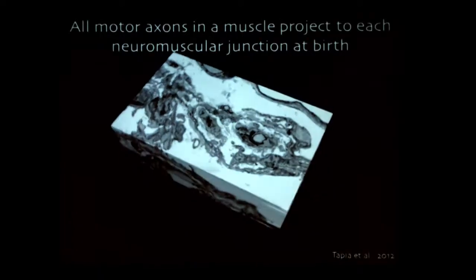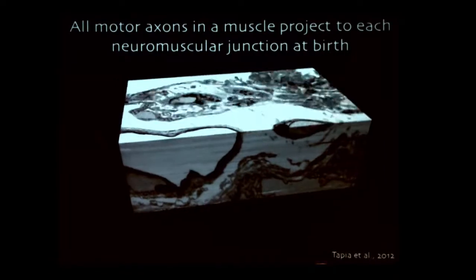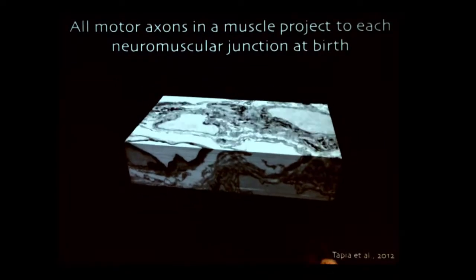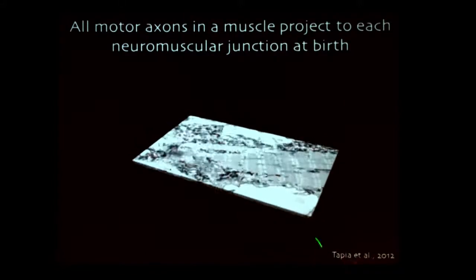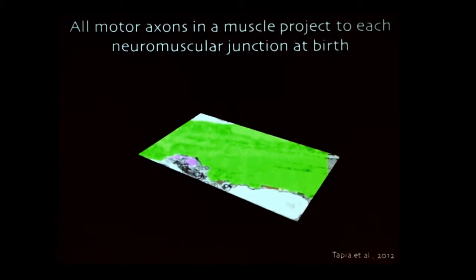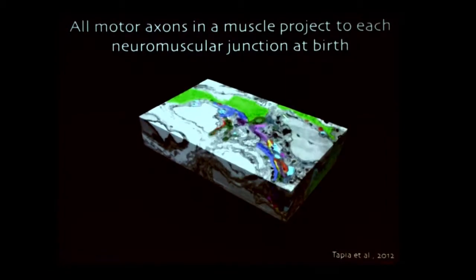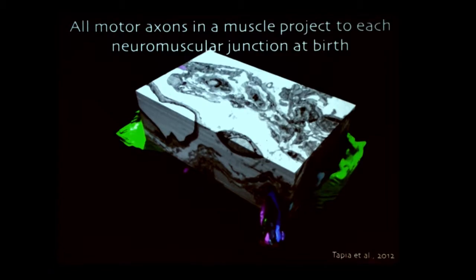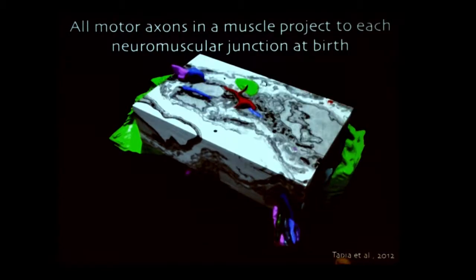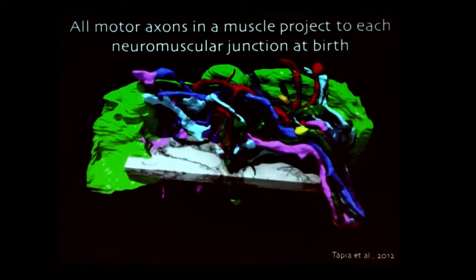If we go to one neuromuscular junction, and this is electron microscopy, we're going to shave through that neuromuscular junction in a block of tissue, and then I'm going to reconstruct back for you. Actually, Juan Carlos Tapia did this painstaking job of reconstructing this. The green is the muscle fiber, and at birth, this is how many axons co-innervate that neuromuscular junction. It's not one, it's many.